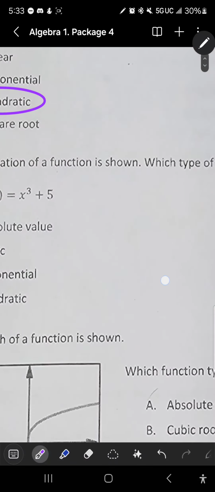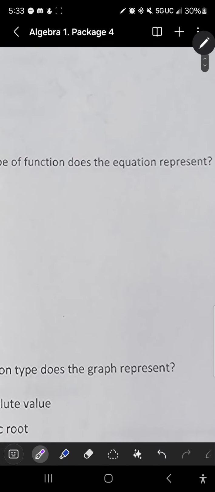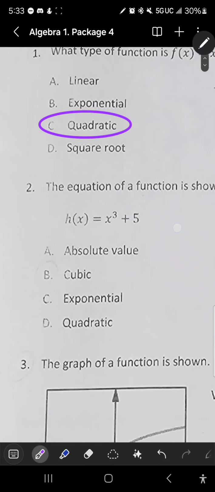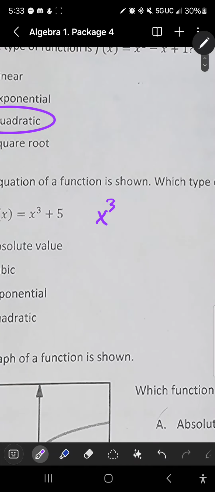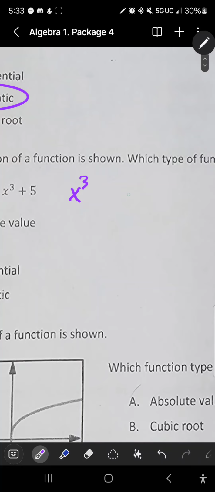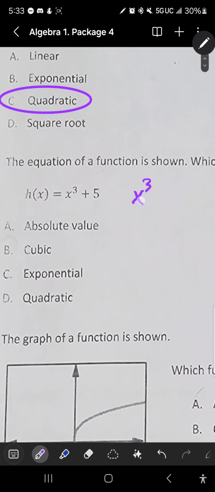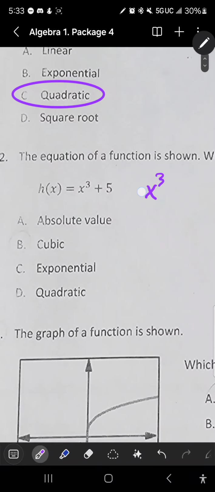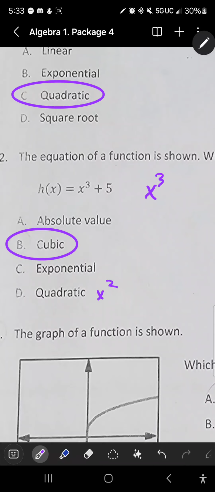Let's keep going. The equation of a function is shown. Which type of function does the equation represent? So here, we have x to the 3. To the 3 means cubic function. Why? Because quadratic is x to the 2, exponential is something to the x, and absolute value is actually taking the absolute value of x. So cubic is the one that is to the 3.